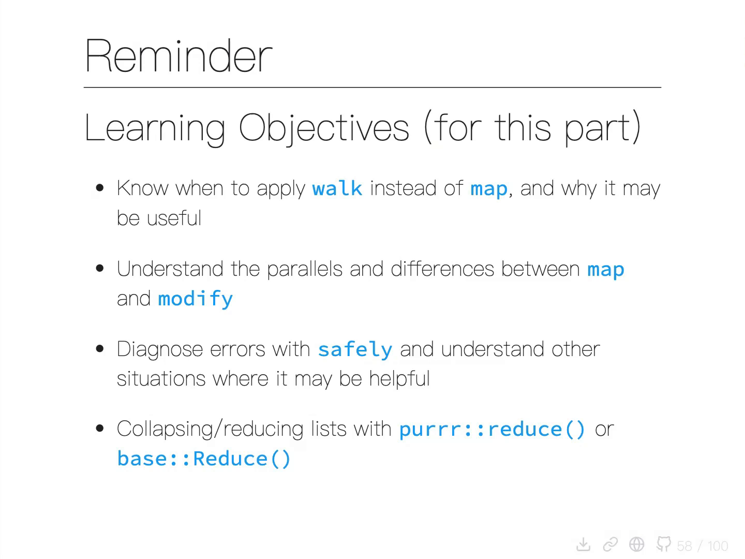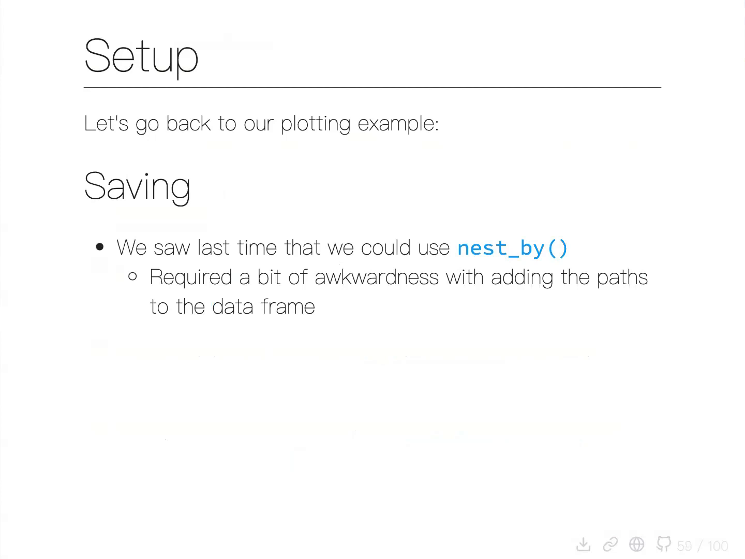Again, I would say 90% of the time you're going to want to use map. There's just a few use cases where walk is preferable. Understand parallels and differences between map and modify. Again, that's just about the output type, which I only have like 3 slides on, but modify is nice. And then using safely to diagnose errors and other situations where it might be helpful. I mentioned web scraping will show one example of that. And then collapsing or reducing lists with base reduce or with purrr reduce, which is very similar to base reduce, but I actually probably won't do that.